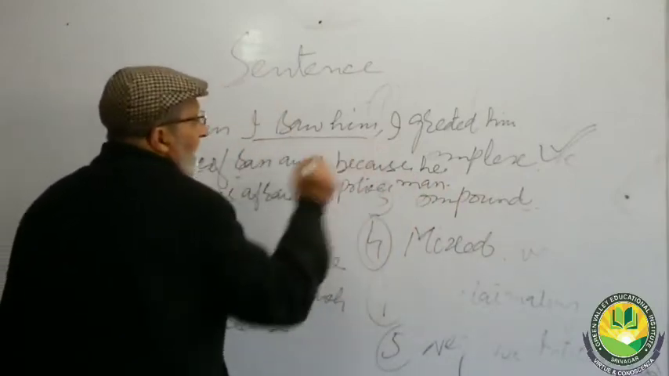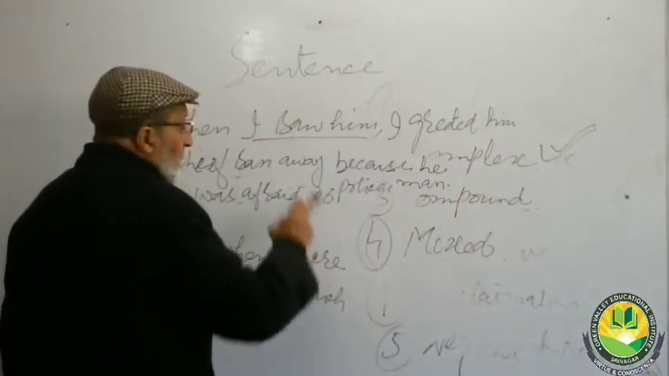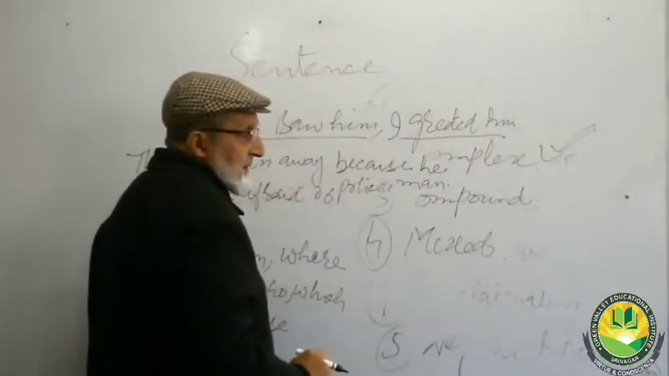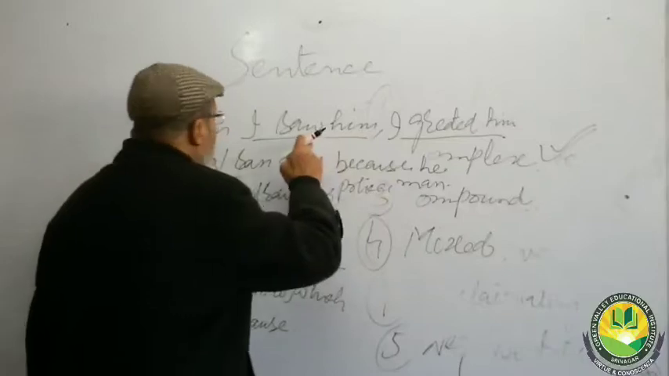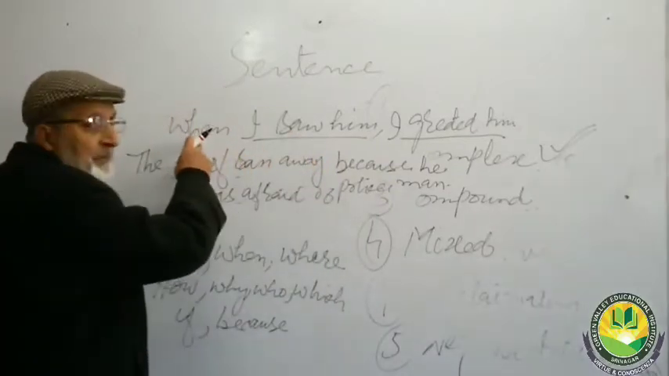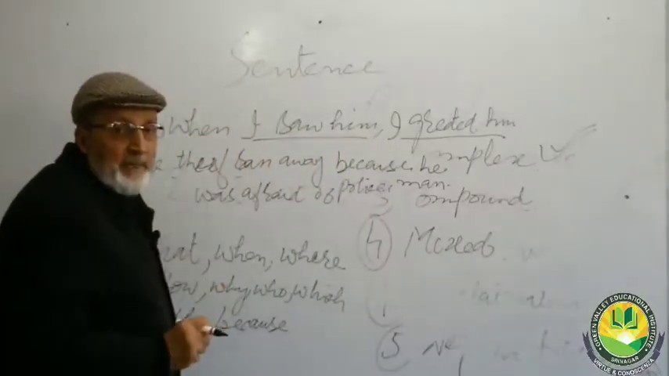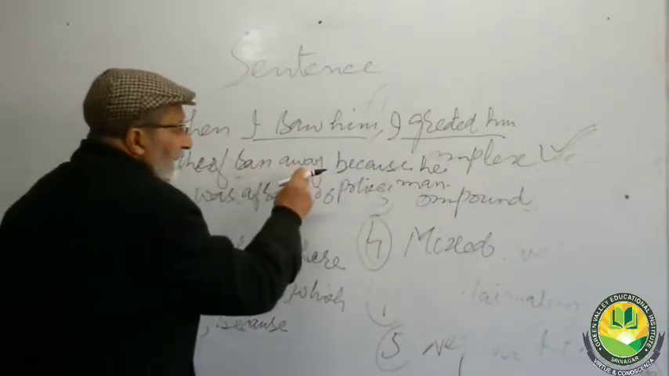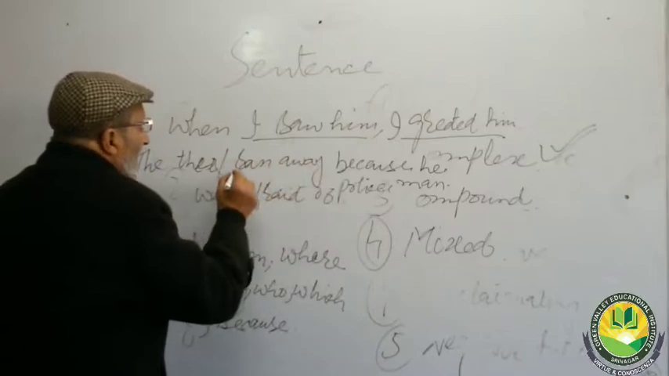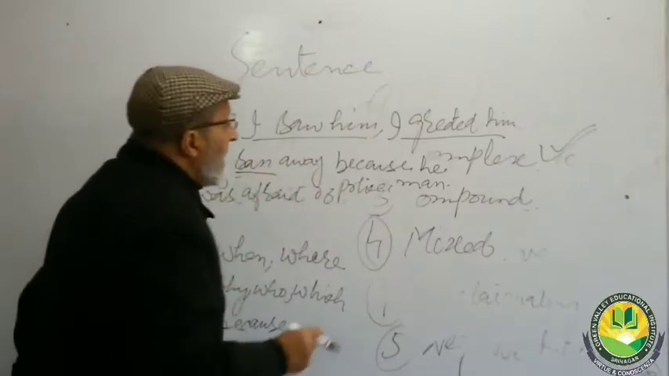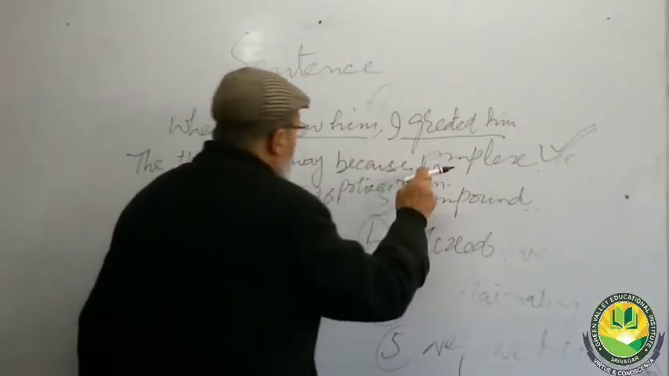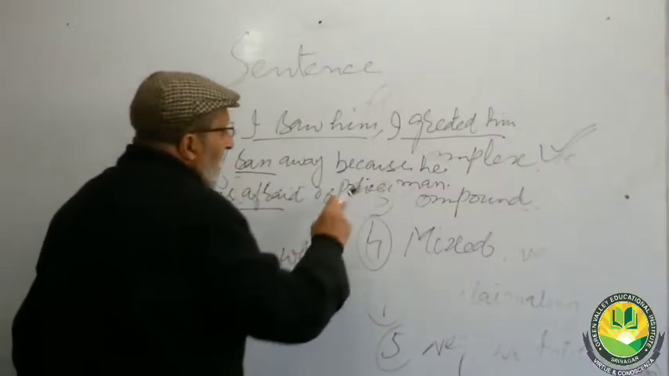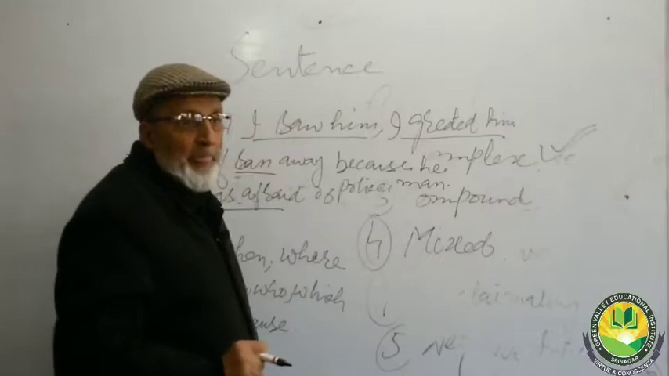I saw him. One clause, I greeted him. Another clause. The two clauses are joined together with the help of when. So when here acts as a connective. Here, the thief ran away, one clause with ran as its verb, because connective, he was afraid of a policeman, another verb.